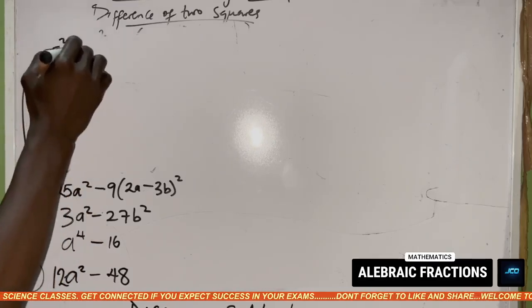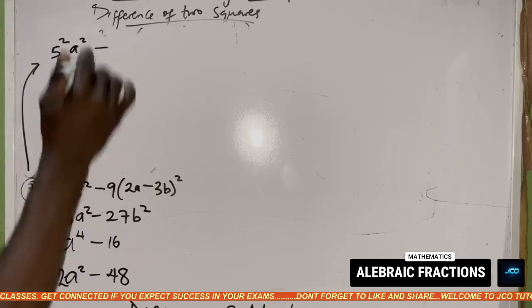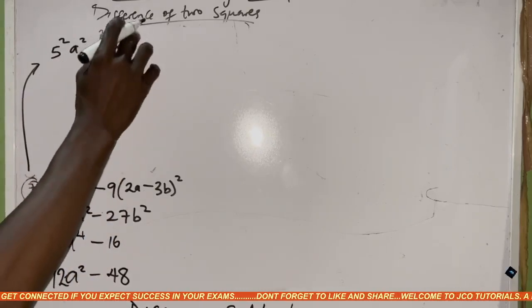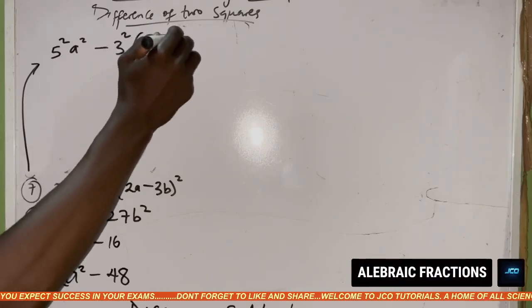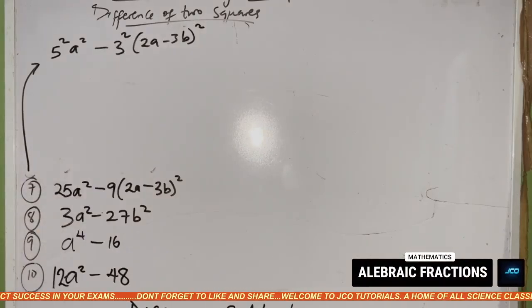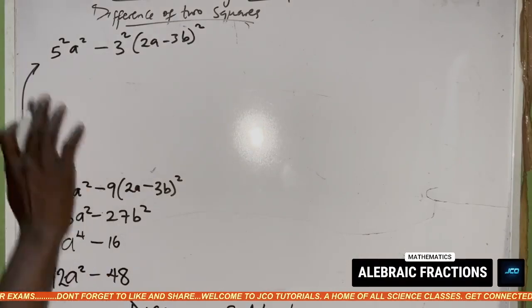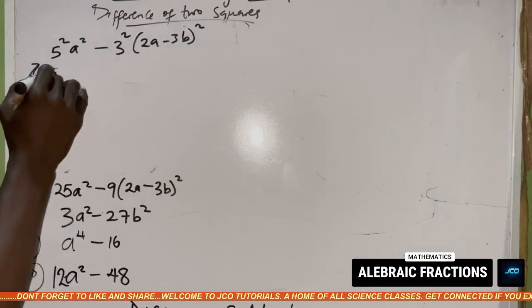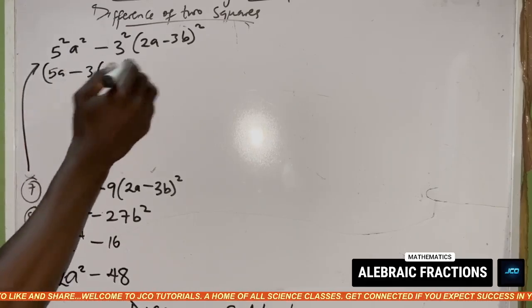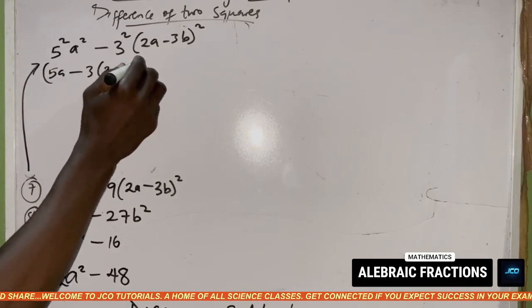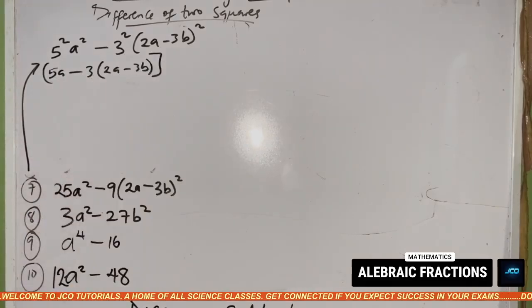A is already squared. A square minus 9 is what? 3 square. Then 2a minus 3b all squared. So take the guys that have square. Now that everybody is square, we are good. 5 and a, they are square here. 5a minus 3 squared. 2a minus 3b, they are squared.